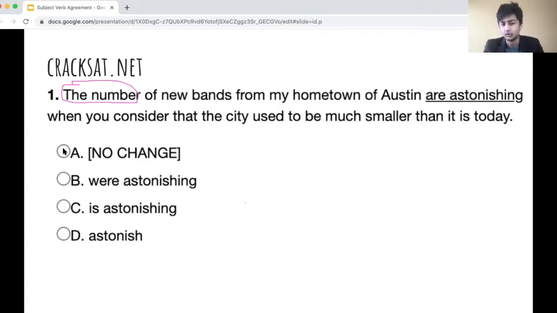So A, no change. The number of new bands from my hometown of Austin are astonishing when you consider that the city used to be much smaller than it is today. And before I move forward, let me go and delete or cross out this distraction phrase because it doesn't have anything to do with the question and won't help us in any way. So let's just eliminate it.